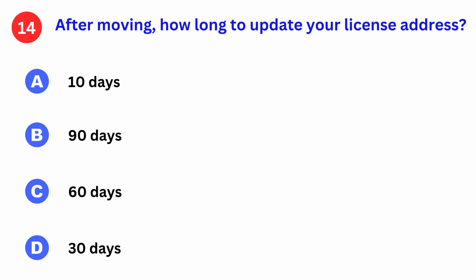After moving, how long to update your license address? Option A. 10 days. Option B. 90 days. Option C. 60 days. Option D. 30 days.